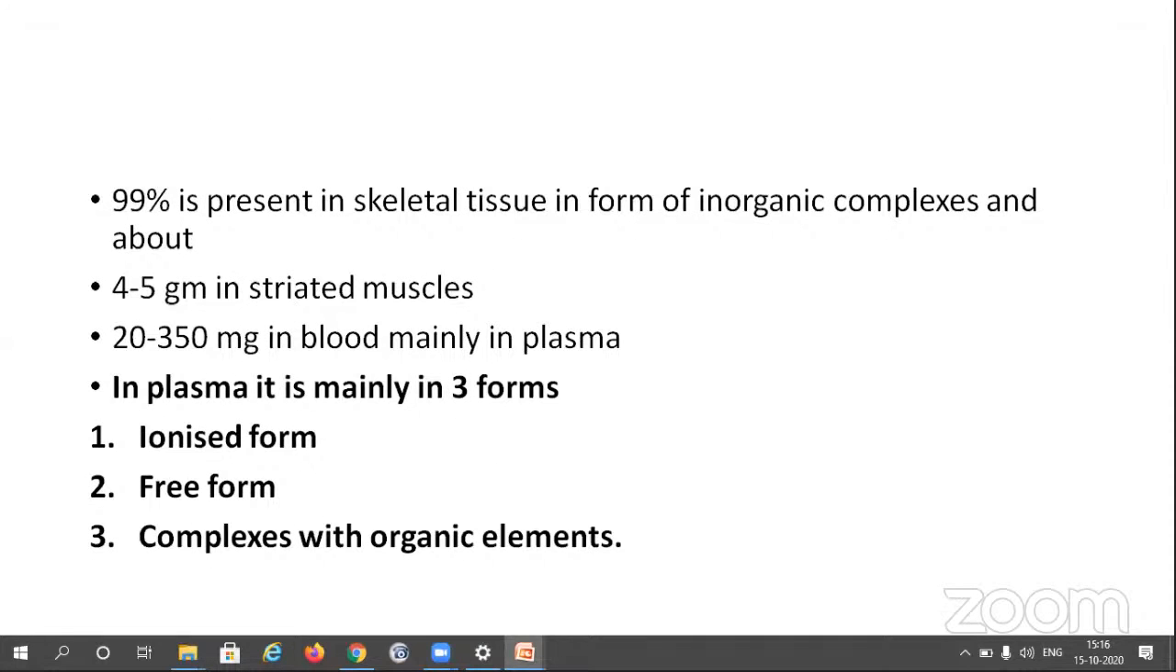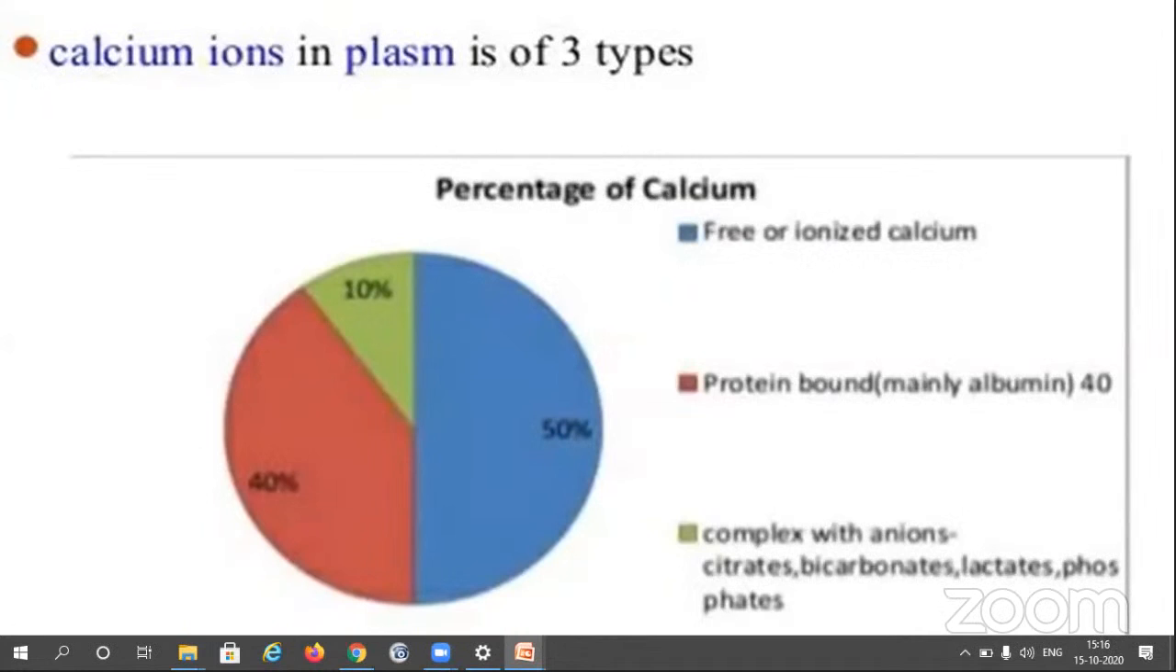99% is present in skeletal tissue in the form of inorganic complexes and about 4 to 5 grams in striated muscles. 20 to 350 milligram is in the blood, mainly in the plasma. In plasma, it is mainly in three forms: ionized form, free form, and complexes with organic elements. Here is a chart which shows the concentration of calcium in the body.